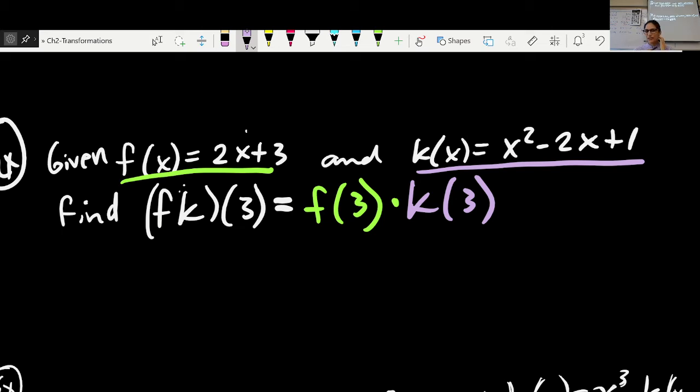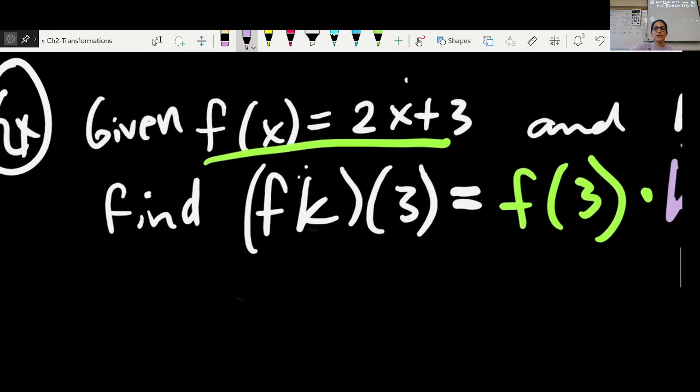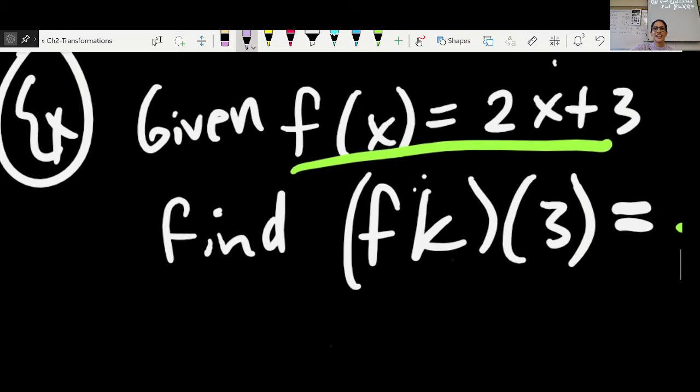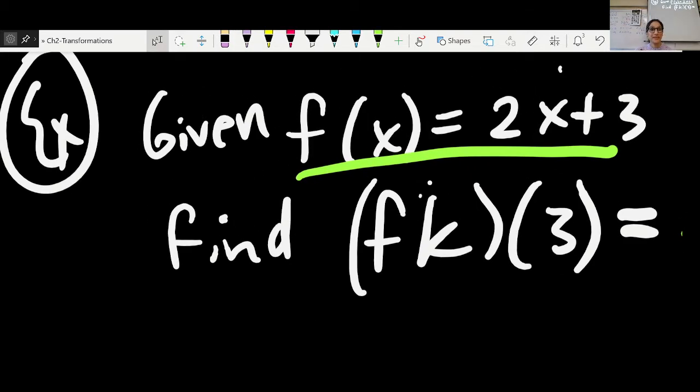If you ever feel overwhelmed, like for example the next one coming up, when there's tons of things there and you feel like it's difficult or confusing, I encourage you to live in denial and just hide half of it and pretend it's not happening. So let me show you what I mean. You know how we're doing f of 3? Let's just do that part first.